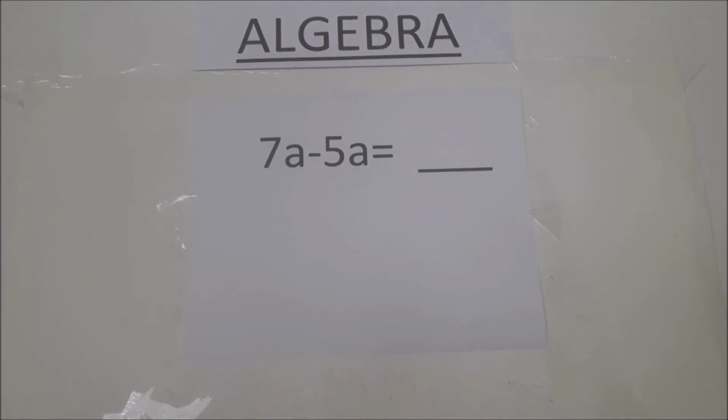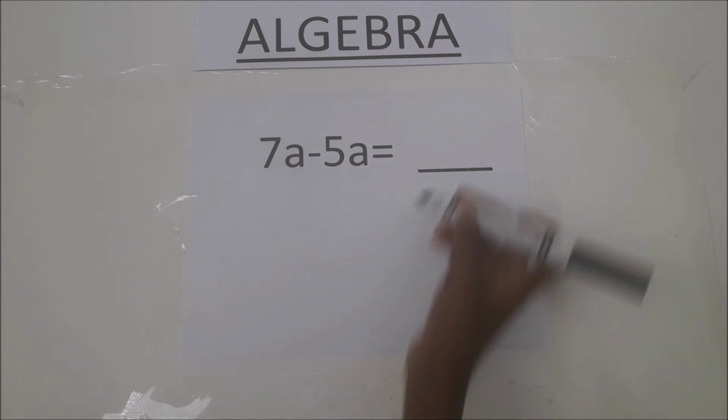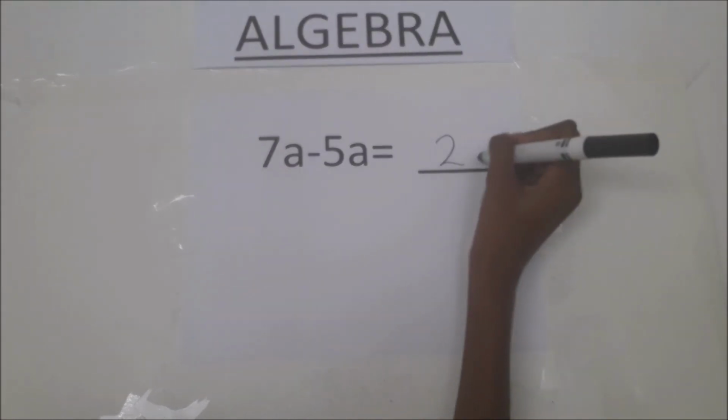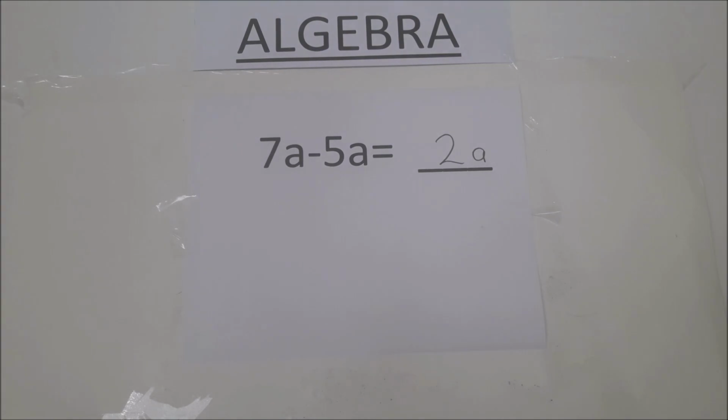Okay, Raphael, read it. 7a minus 5a. Work it. So it's straightforward. 7 take away 5 is 2. And the answer is 2a. Very good.